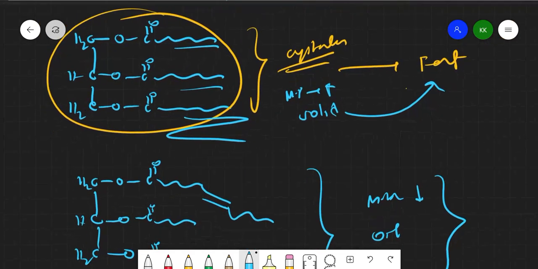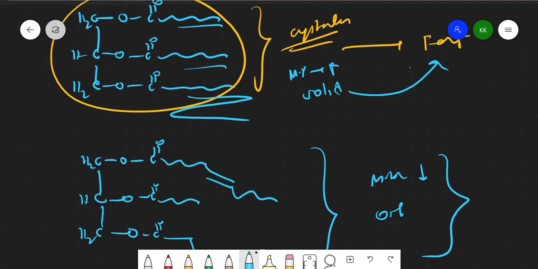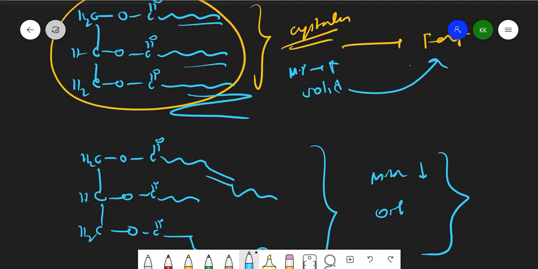One which has more iodine value will have more unsaturation, and it will be oil because of poor crystalline packing. Whereas one which has less iodine value will be solid because of good crystallinity, and it will be fat. Like that you remember.